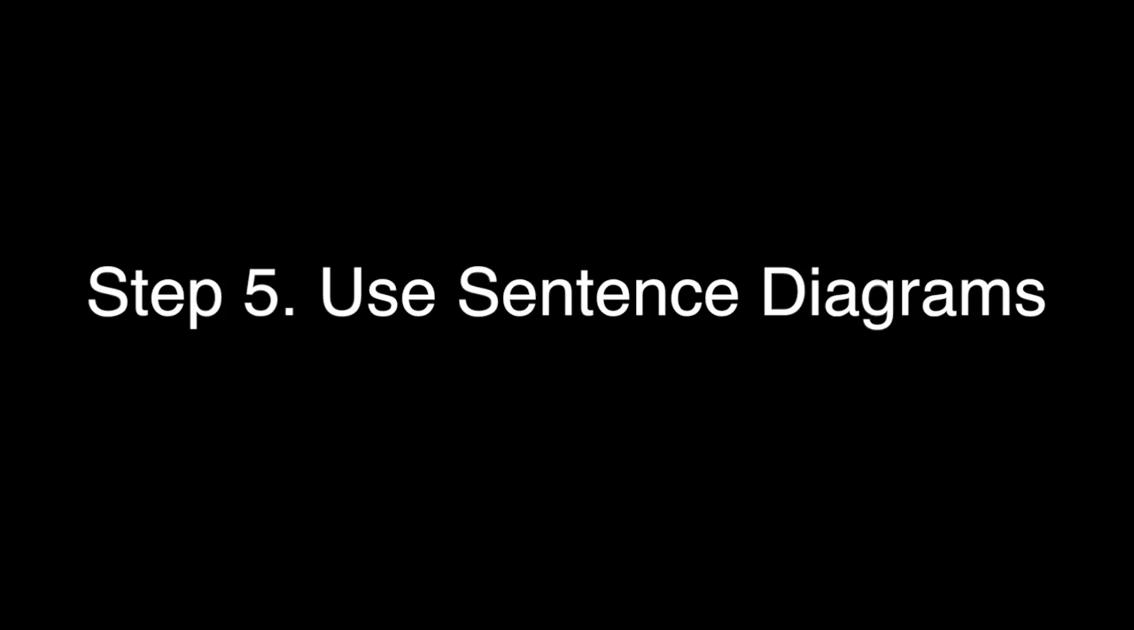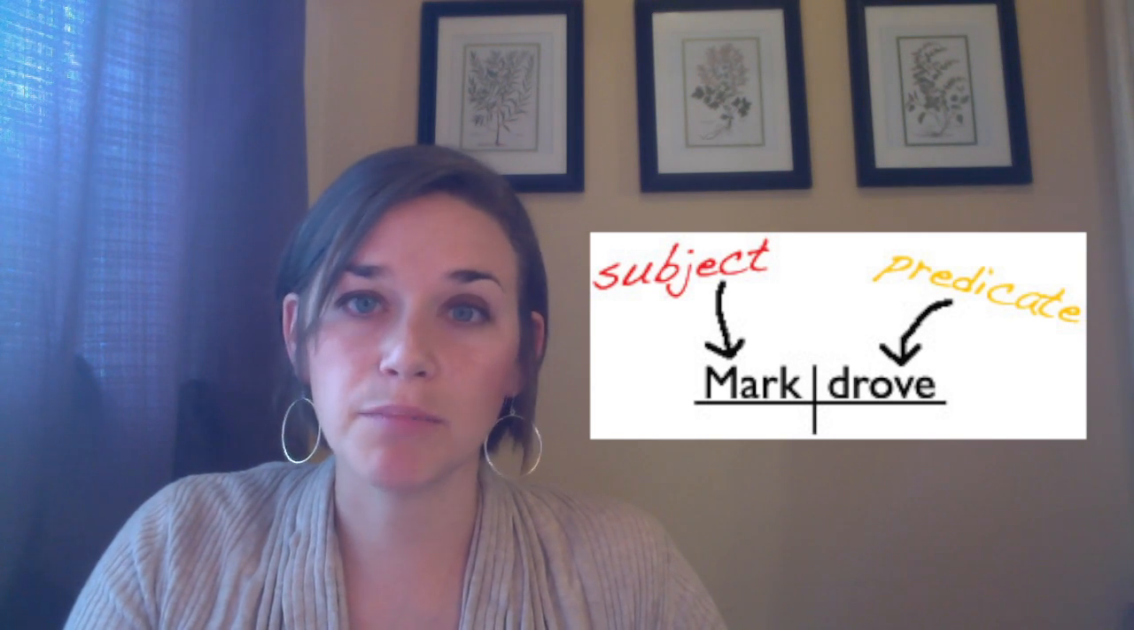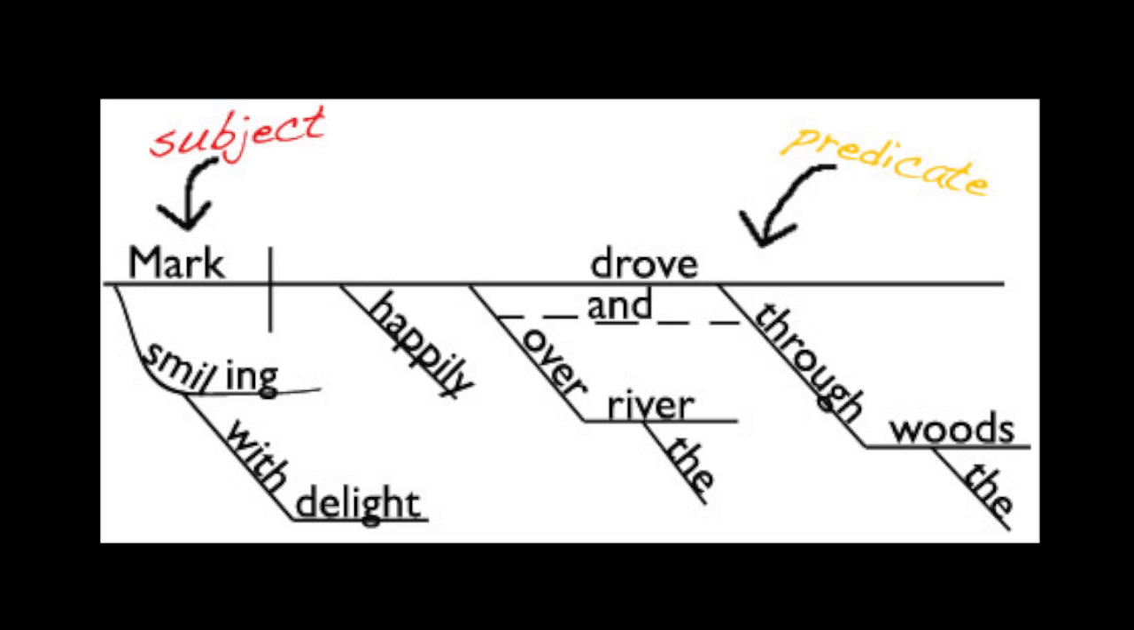Step 5 is to use sentence diagrams. And sentence diagramming is a great way to help you learn grammar and retain the things that you have learned. Sprinkle sentence diagramming through all of the other steps that we've talked about. And you would start with sentence diagrams like this. Mark drove. Very simple. Subject, predicate. And gradually, as you learn more, you will get to sentences that look more complicated, like this. Smiling with delight, Mark happily drove over the river and through the woods.